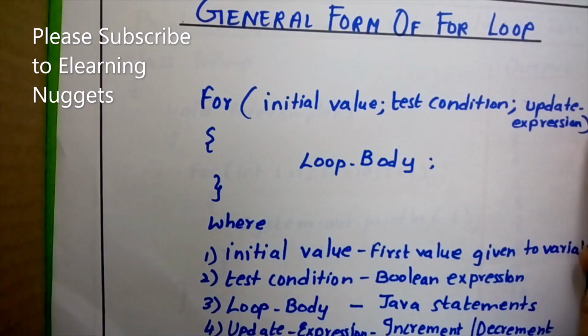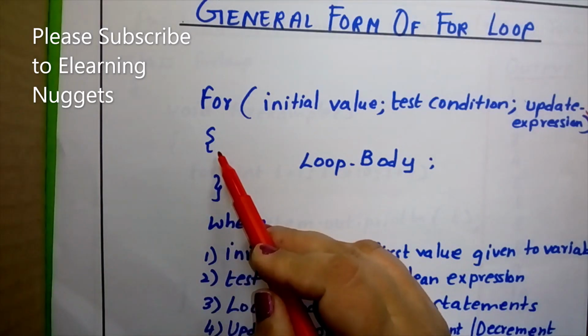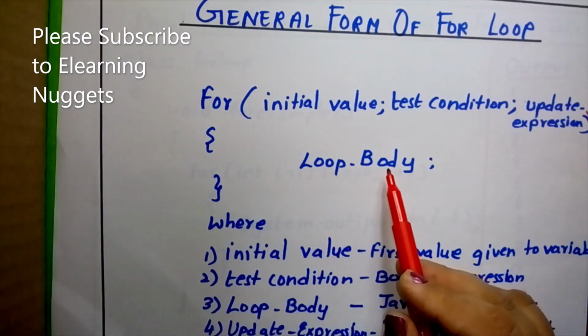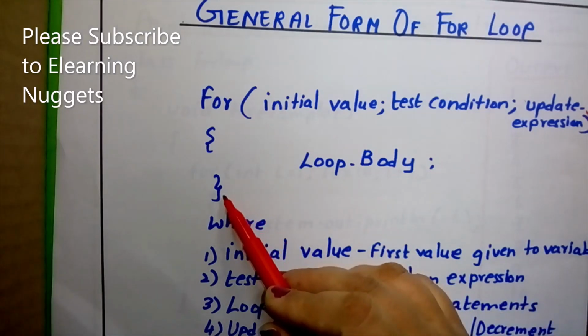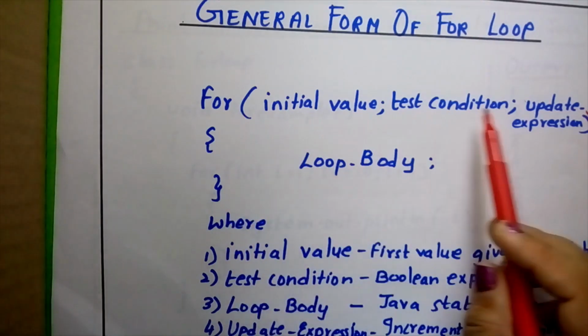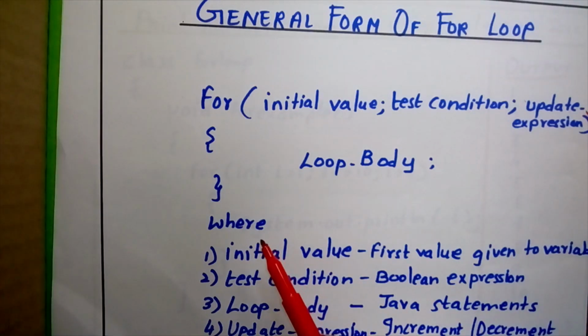After this you are not supposed to put a semicolon. You should begin with the curly braces, and this is the loop body, that is, it contains all the Java statements, and you close the for loop like this. So this is the general form of the for loop.